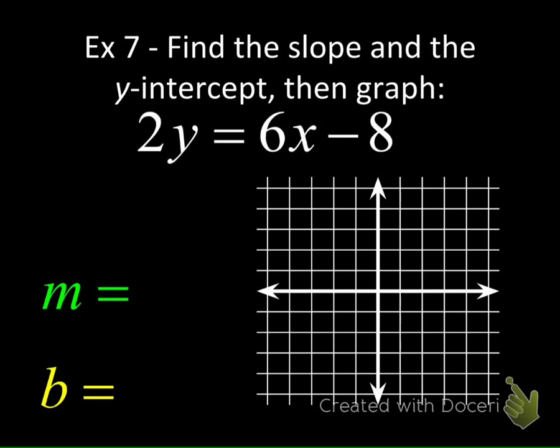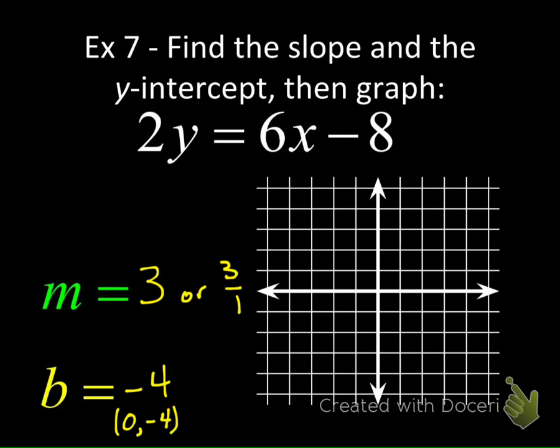Make sure you have this down on your note sheet. Okay. So what does m equal? M equals 3, or 3 over 1. And what does b equal? B equals -4. And then, just for your brain, the ordered pair is 0, -4.